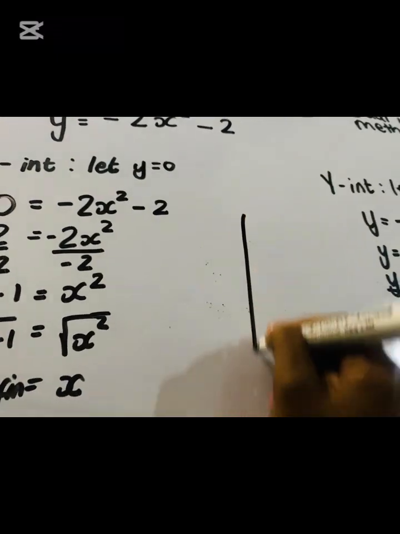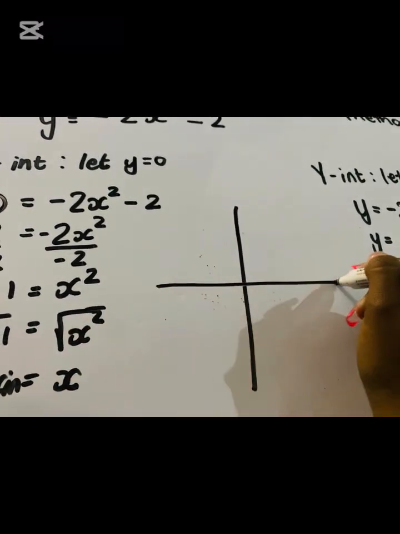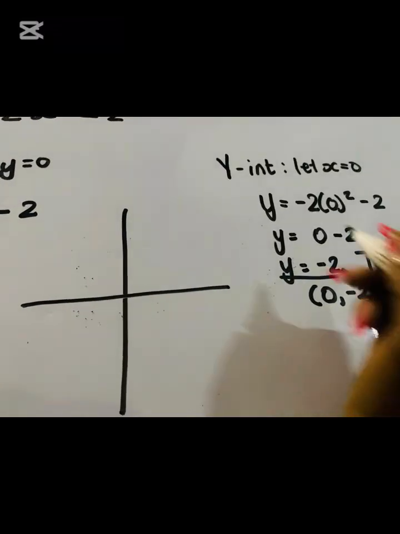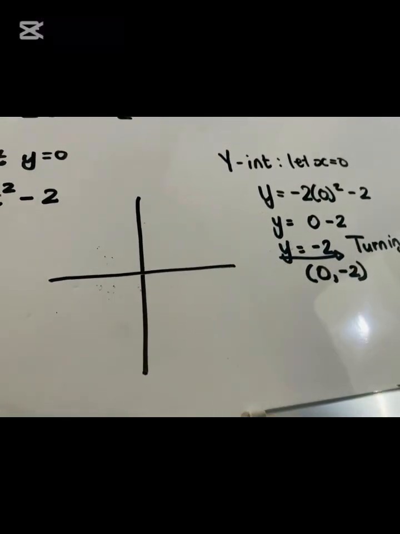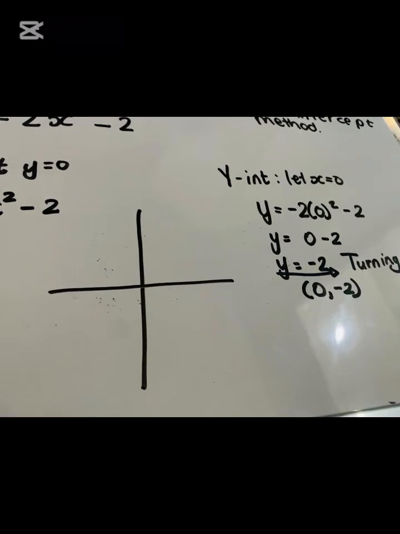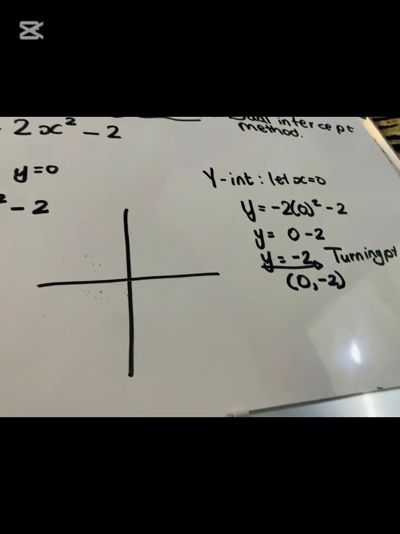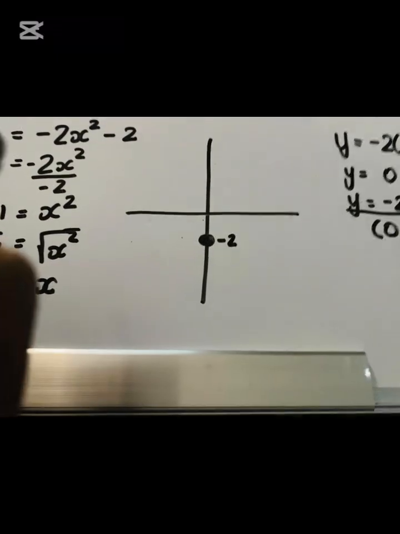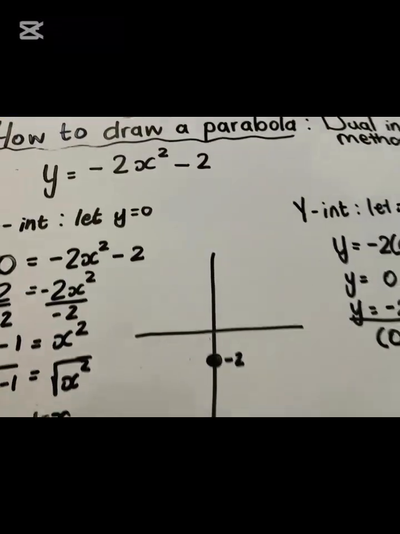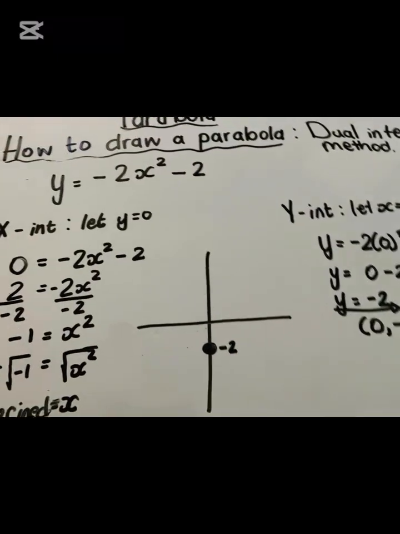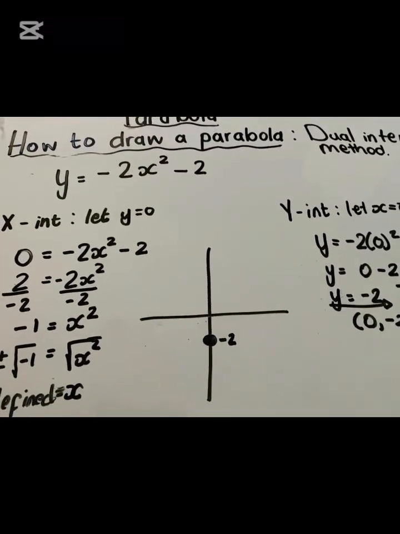Now let's plot our graph with what we have. So our turning point is at (0, negative 2). So where is our graph looking? So guys, how would we plot this graph? We only have one point. What are we going to use to lead ourselves into plotting a good and correct graph?